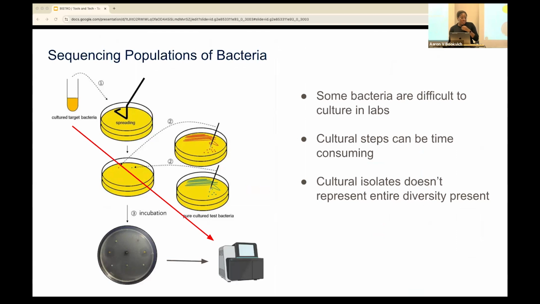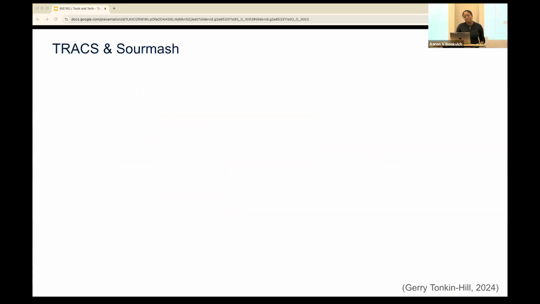And so with sequencing populations of these bacteria, right, we talked about how some bacteria are difficult to culture in labs. These steps can take time to grow specific bacteria. TB takes a really long time. And then these isolates don't really represent the entire diversity present. And so we're able to skip some of these steps in order to make sequencing a whole lot easier and analyzing these bacteria a whole lot easier.